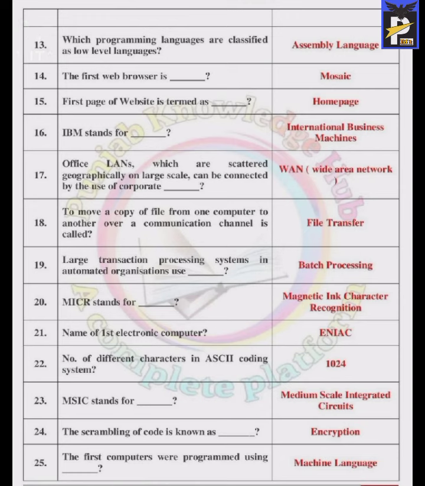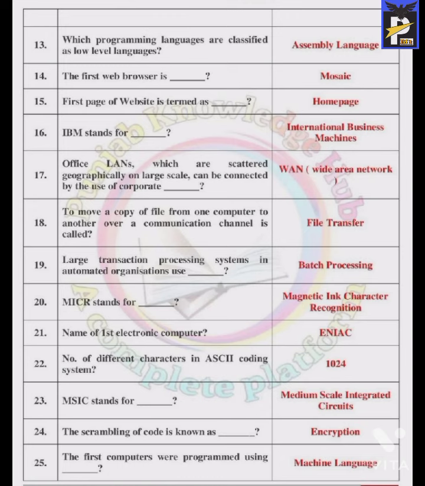Which programming languages are classified as low-level languages? Assembly language. The first web browser is? Mosaic. First page of website is termed as? Homepage. IBM stands for? International Business Machines. Office LANs, which are scattered geographically on large scale, can be connected by the use of corporate WANs.